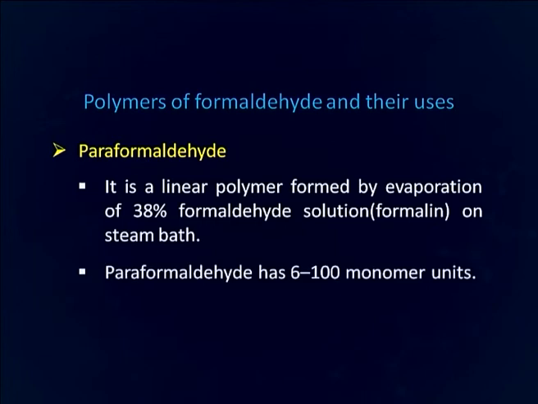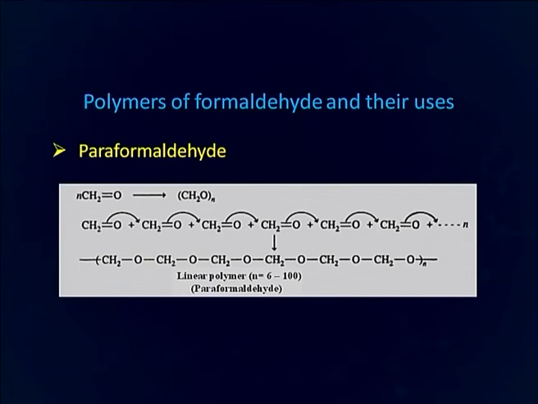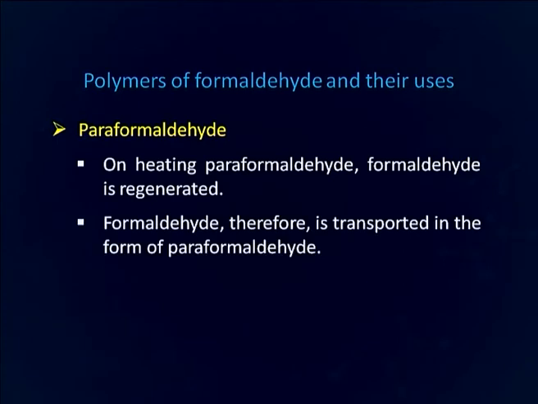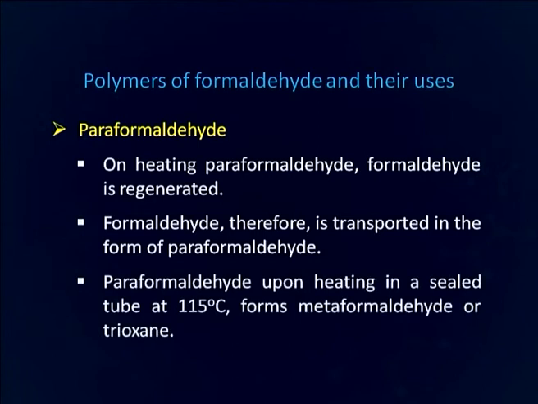Paraformaldehyde has 6 to 100 monomer units, and its structure, you can see, is a linear polymer formed by the reaction of formaldehyde molecules again and again. On heating paraformaldehyde, formaldehyde is generated. Therefore, formaldehyde is transported in the form of paraformaldehyde. Paraformaldehyde upon heating in a sealed tube at 115 degrees forms metaformaldehyde or trioxane.